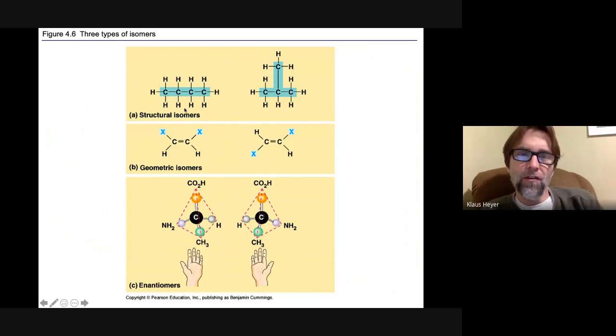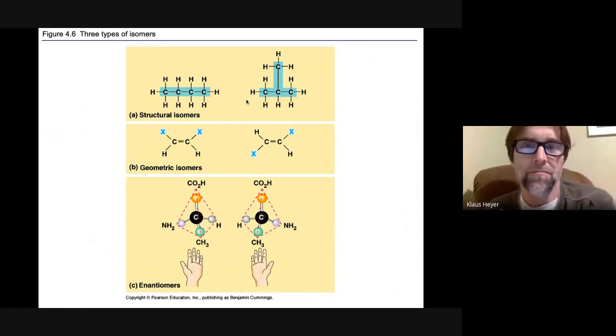When you see the word iso, you think of like the same. And mer means like part, same part. I don't know. But anyway, these are called structural isomers. Same stuff in them, different shape. That's it. That's all it means.